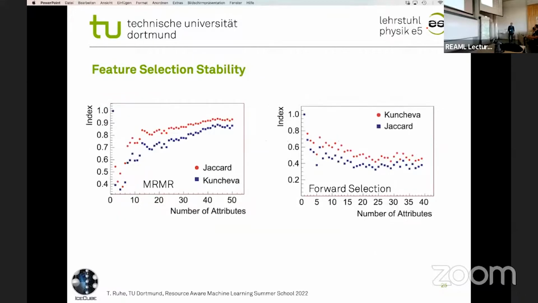Why not something else? Why not use a forward selection or backward elimination? Well, first of all, it takes a long time to do that. And we also found that it's not really stable, right? You can use these indices, Jaccard and Kuncheva's index, to basically check if you're selecting more or less the same variables all over the place. And you can see that for MRMR, as you increase the number of attributes, this becomes more and more stable, and the forward selection becomes less and less stable.